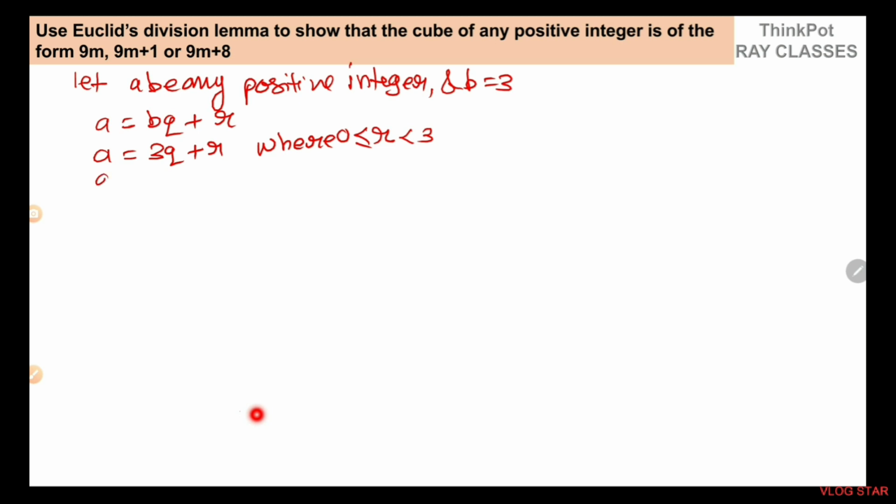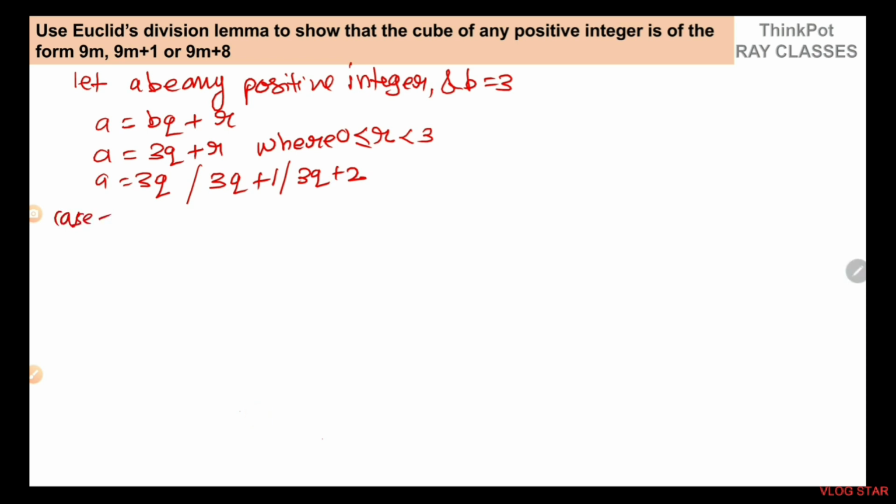So we can take a is equal to 3q, or a is equal to 3q plus 1, or a is equal to 3q plus 2. These three values we can take. So let's discuss each case individually.